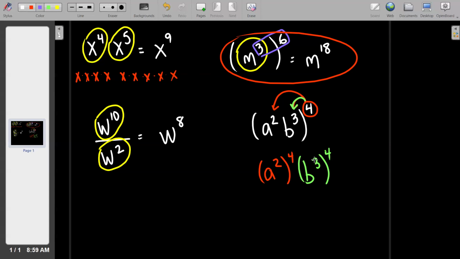And if every one of you doesn't know that, I just would like to know that, because I feel like that's where we're at today. I just need to know. You know not to add those. You know to multiply those. So the red one is going to become a to the power of 2 times 4, and the green one's going to become b to the power of 3 times 4, like that.